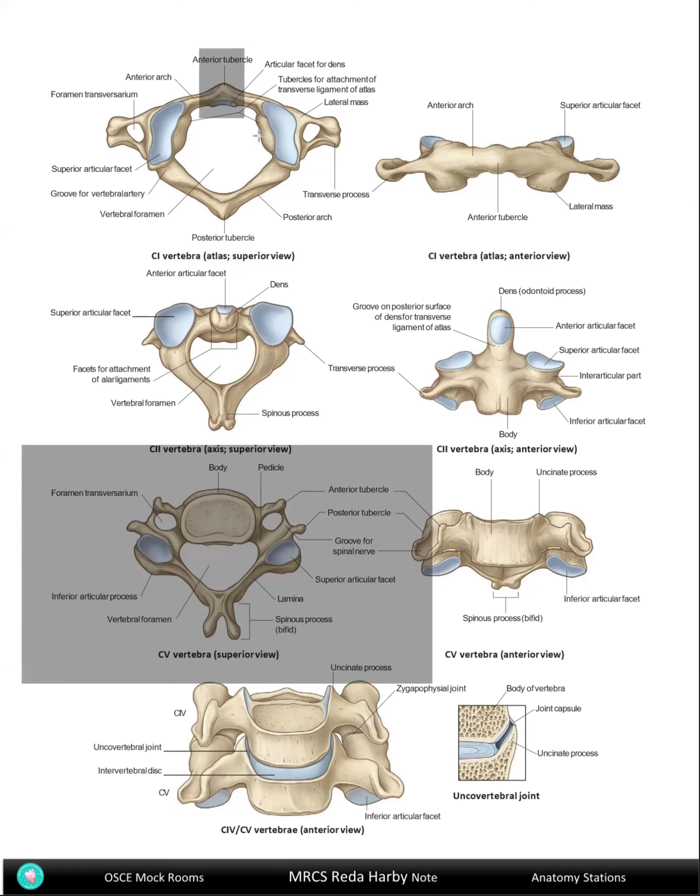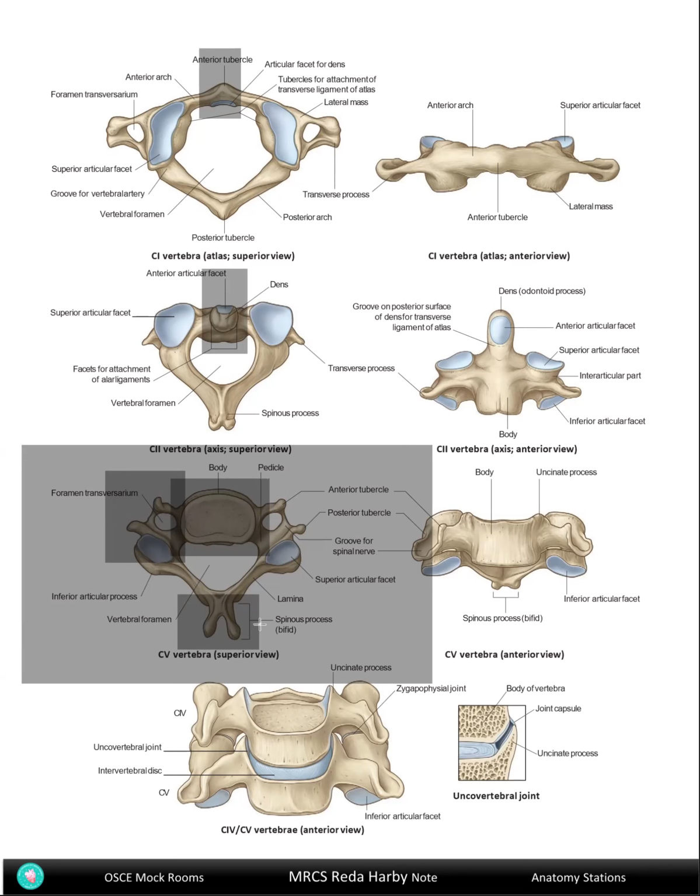So first look at the body. This is above, this is C1 and this is C2 and this is the typical one. The typical ones are C3 to C6, characterized by a broad body, small and bifid spinous process, and transverse process with foramen transversarium.